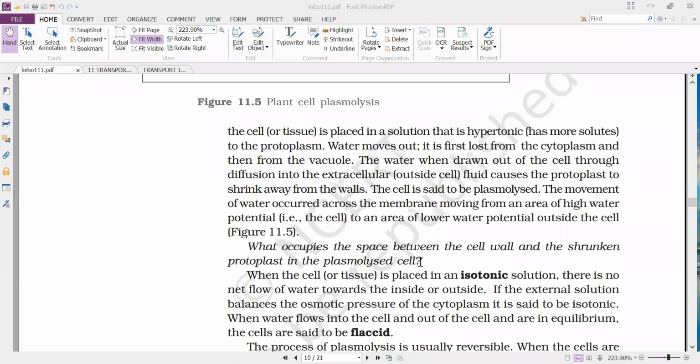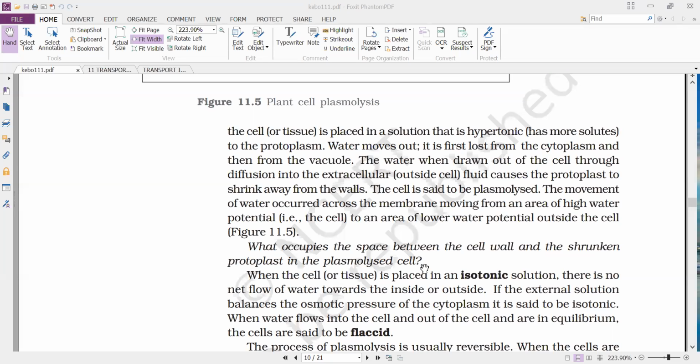Whatever the solution in which the cell is present, that solution only is present in the space between the cell wall and the plasma membrane, because the cell wall is permeable to all the substances. It is not a selectively permeable membrane. So as it allows all substances, the space between the cell wall and the plasma membrane is filled with external solution.